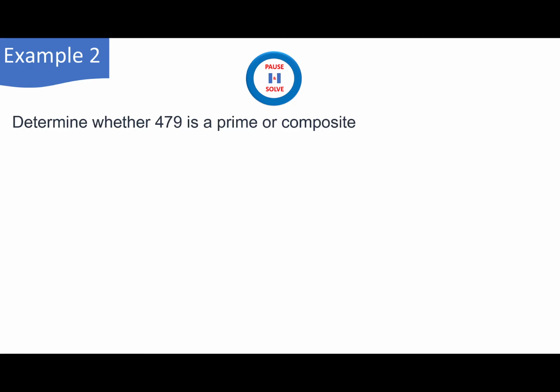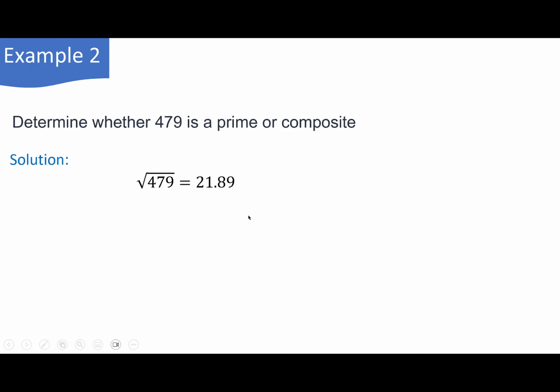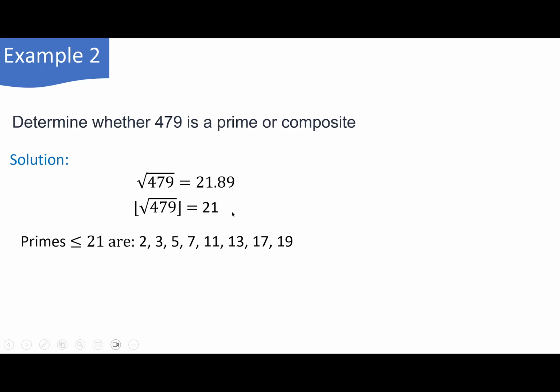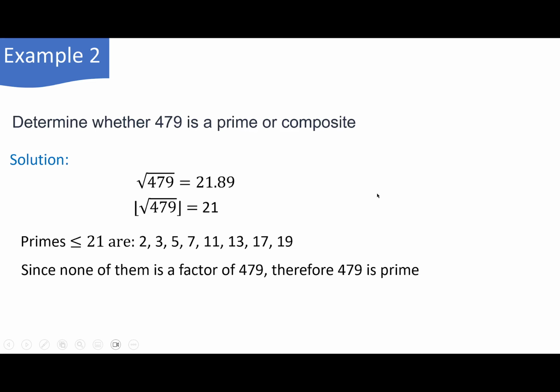Example 2. Determine whether 479 is a prime or composite. Same technique: the square root is 21.89, the floor function is 21. These are the primes less than or equal to 21. Test each one of them to see if any one of them is a factor of 479 or not. You find out that none of them is a factor of 479. Therefore, 479 is a prime number.